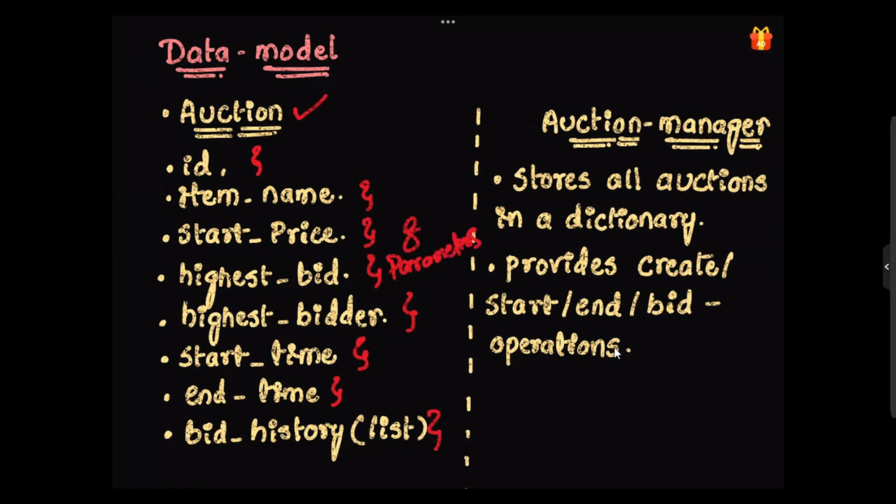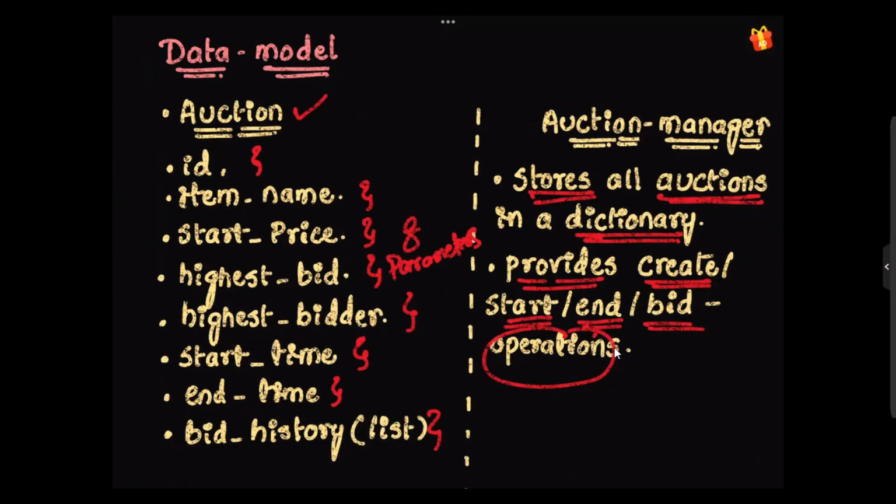The next one is the auction manager. What does the auction manager do here? The auction manager class basically stores all the auctions in a dictionary. Next, it provides create, start, end, as well as the bid operations, based on the data model and other things we have discussed, whether concurrency, algorithm choice, or the design patterns.